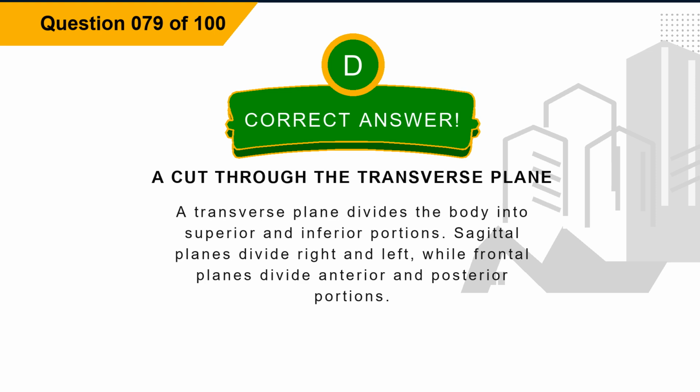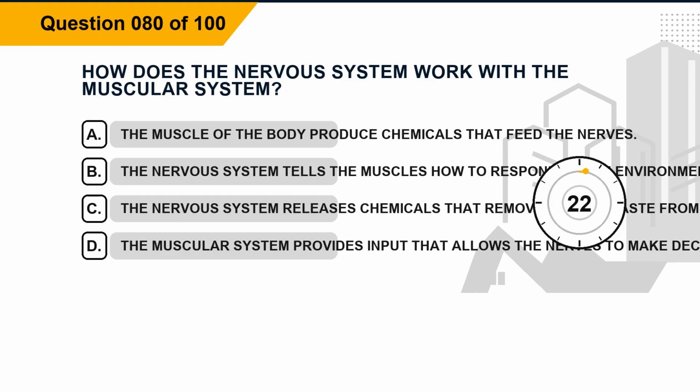Explanation: a transverse plane divides the body into superior and inferior portions. Sagittal planes divide right and left, while frontal planes divide anterior and posterior portions. Question 80. How does the nervous system work with the muscular system?